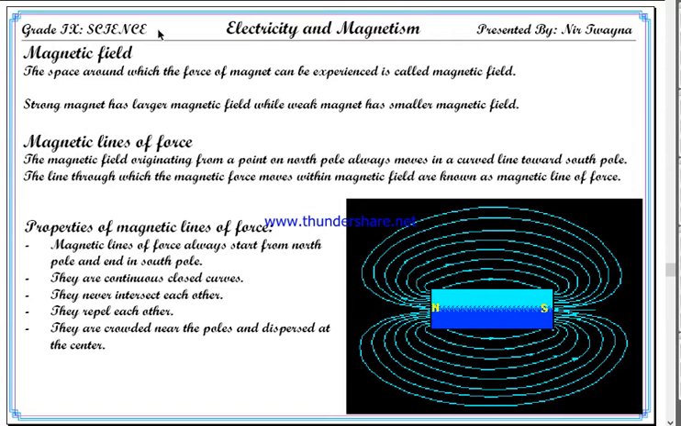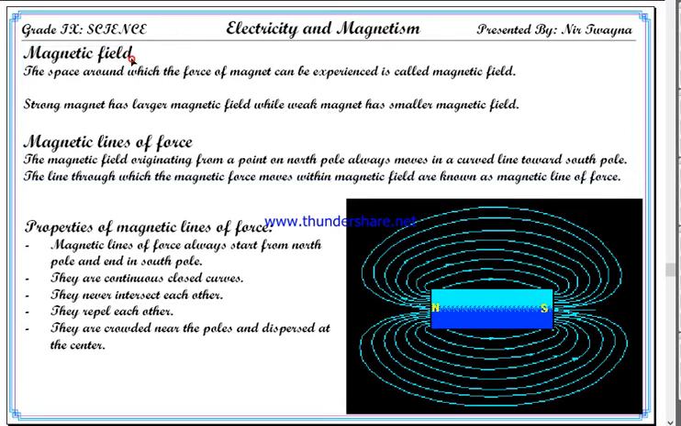Okay, the first title in magnetism is magnetic field. Well, you are already well acquainted with magnets. Yes, magnets are any objects that attract iron toward themselves. Okay, any object that attracts iron or cobalt or nickel. So these magnets have a certain field around them.